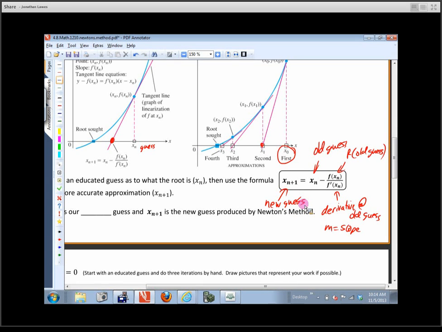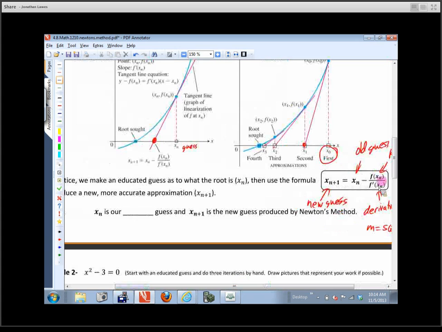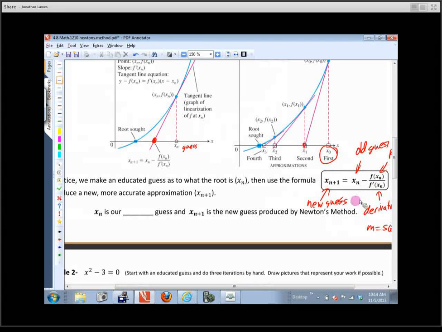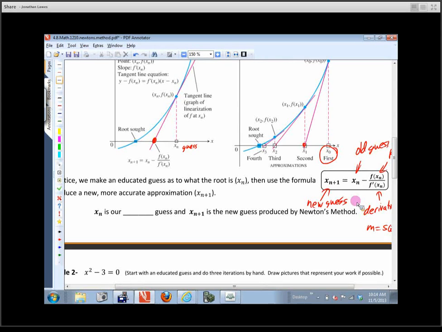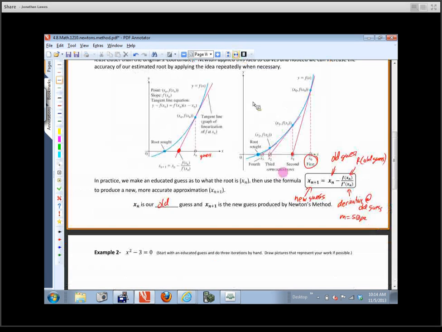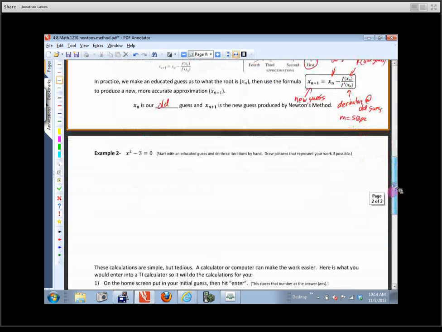So this nice little compact formula here says, look, if you give me an old guess, I can just plug these into this little formula and it's going to tell you what a new guess is. And then you can just repeat the process over and over again. So again, x sub n is our old guess, and x sub n plus 1 is our next guess in line. Our new guess based on the old guess. So this is kind of like a recursive definition of how we're going to find these. So let's solve a problem. Go ahead and flip the page over.